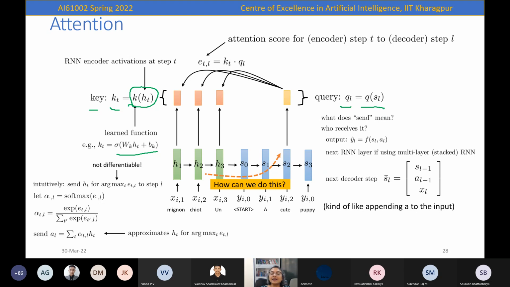Then we can find out the importance of the tth encoder state to the lth decoder state as etl. And etl is obtained by taking the similarity between ql and kt. And we can use any similarity function. The simplest similarity function is the dot product, kt.ql, which does not have any parameter. You can also use a simple neural network to compute this similarity. Okay.